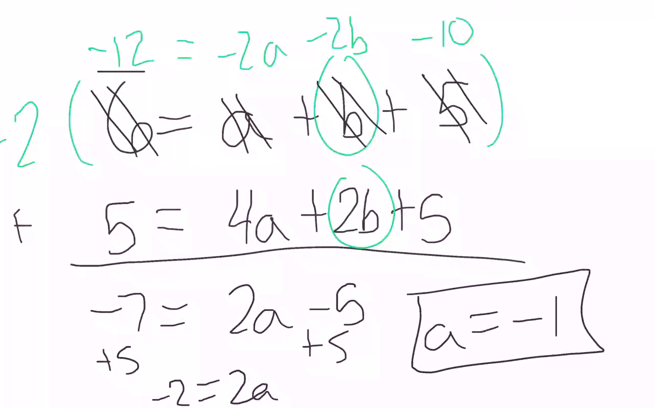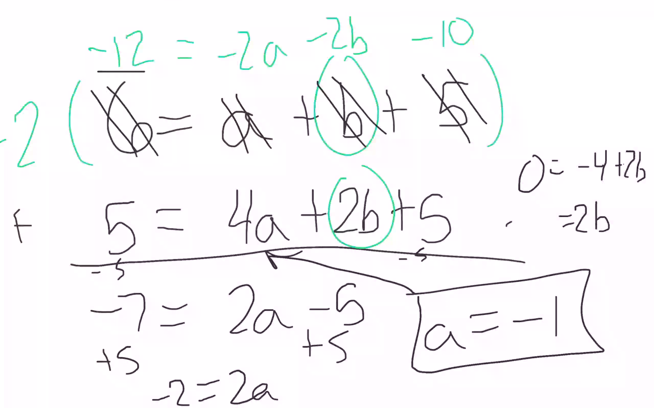Now I have what a is, so I can plug in a right here. This makes it pretty easy. Subtract the 5 over, subtract the 5 over. I'll have 0 equals negative 4 plus 2b, or 2b equals positive 4, or b equals 2. So I have my entire thing. I know b equals 2, a equals negative 1, and from before, c equals 5.